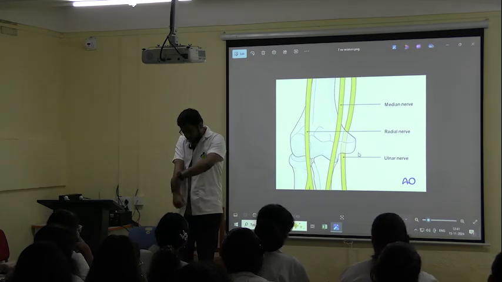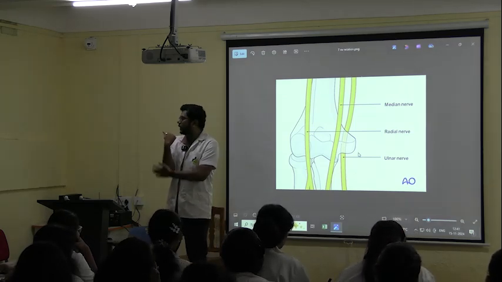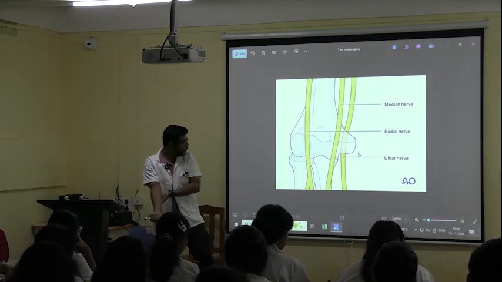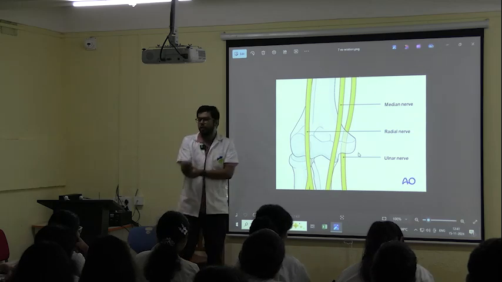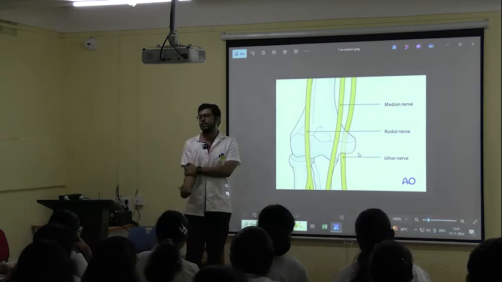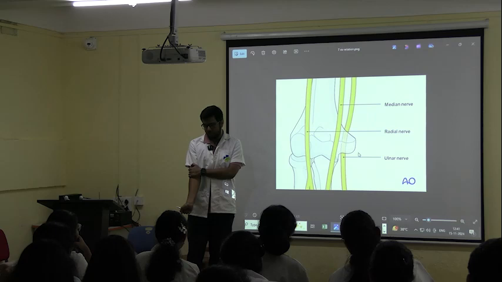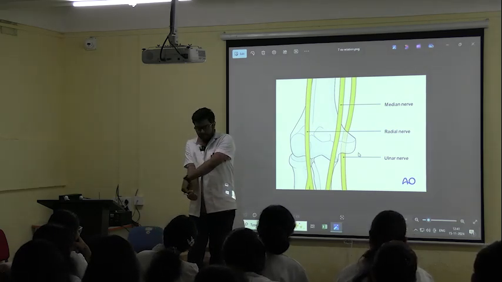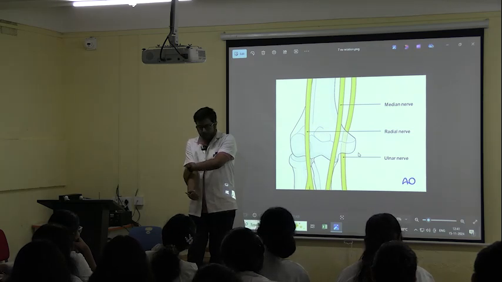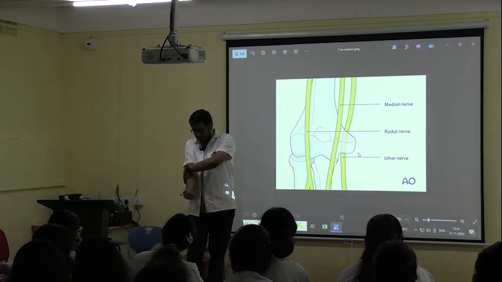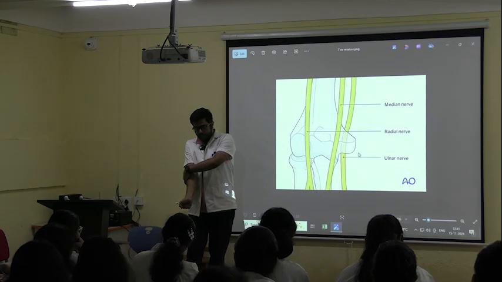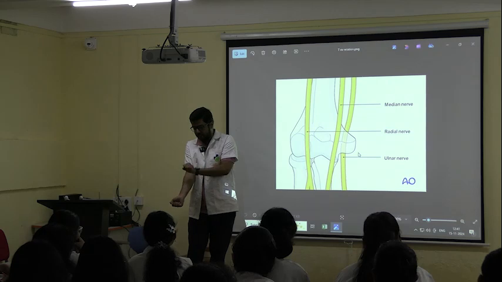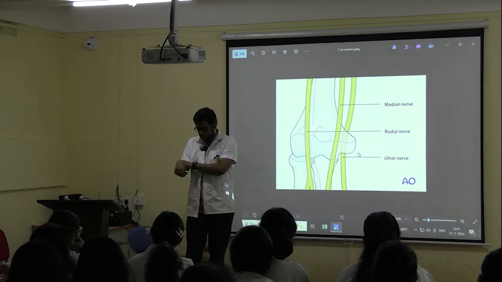These are the extensor muscles, the back of the forearm. These are supplied by the radial nerve. So show me wrist extension. Wrist flexion is this, extension will be the opposite. These are the extensor muscles, supplied by the radial nerve. If this nerve is injured, the muscle will be paralyzed. You cannot do this. So the flexor muscles will be dominant. The hand will be like this.